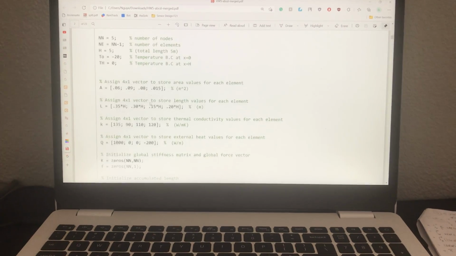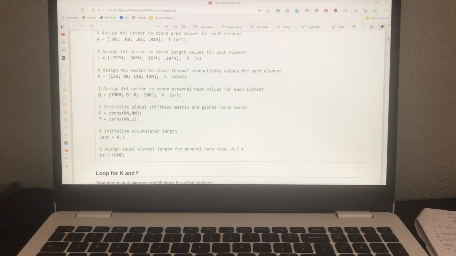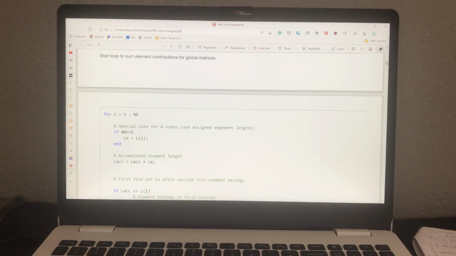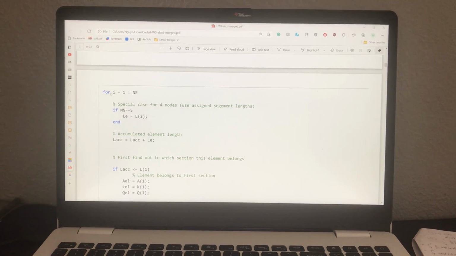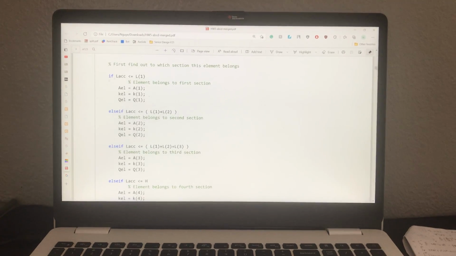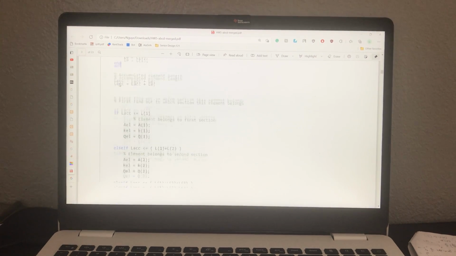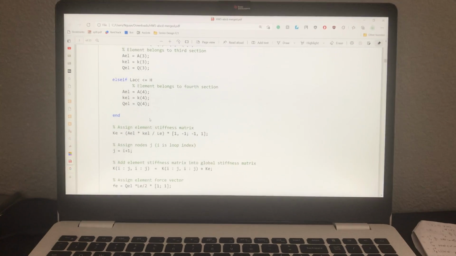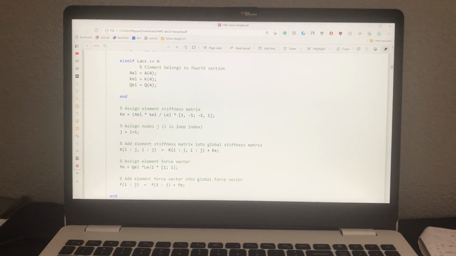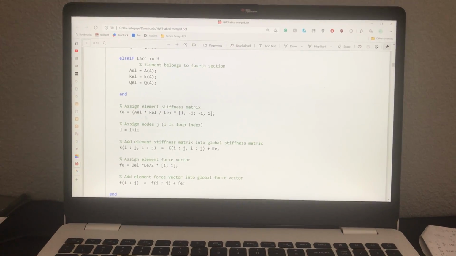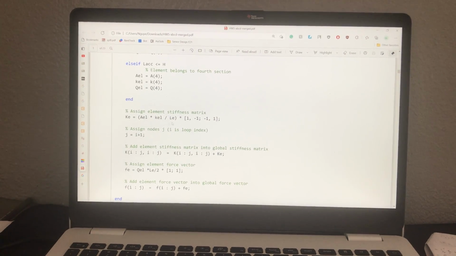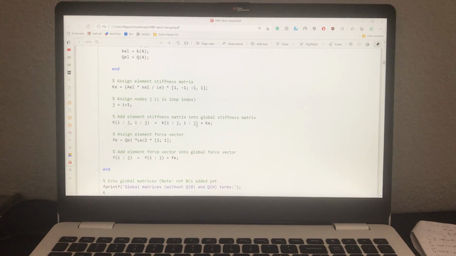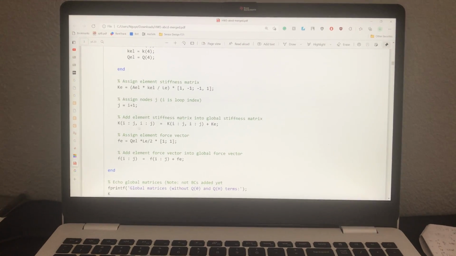This is just set up, just the values we were given, setting up nodes, number of nodes, number of elements. Then we have this for loop to get k and f. This loop pulls the values of a, k, and q, and from those values we assign the element stiffness k, and then we assign it to the big K matrix.